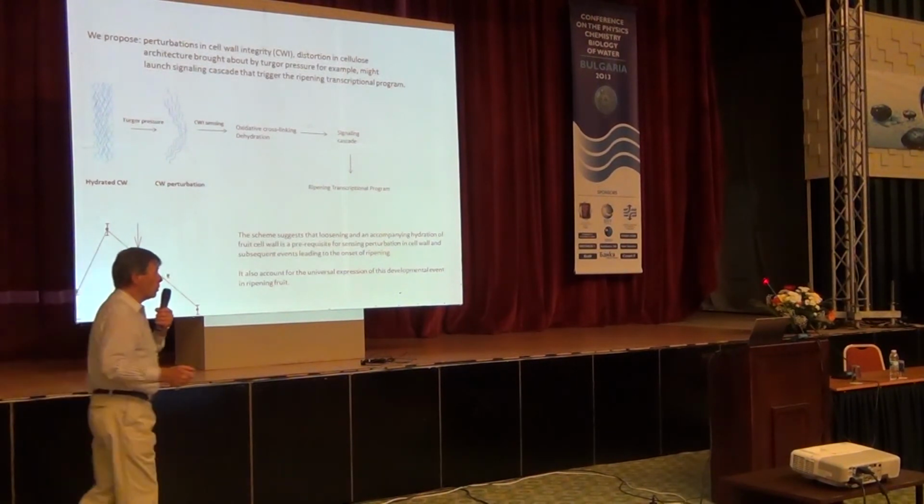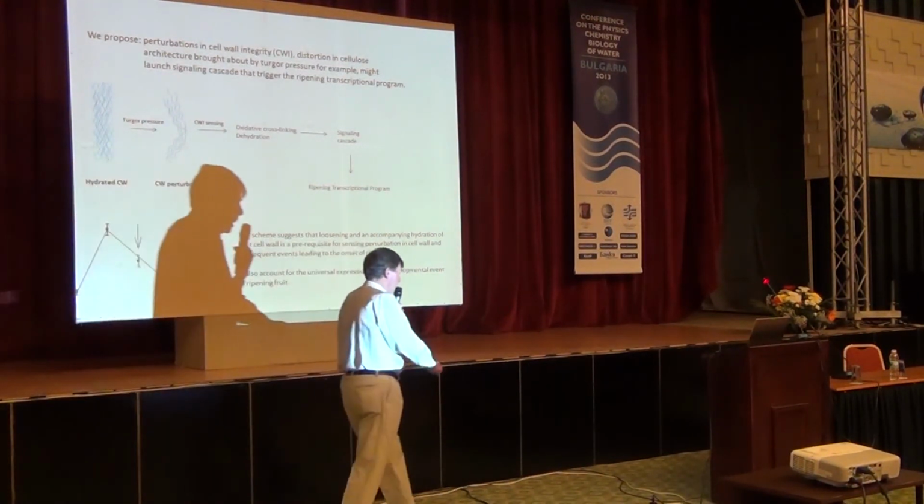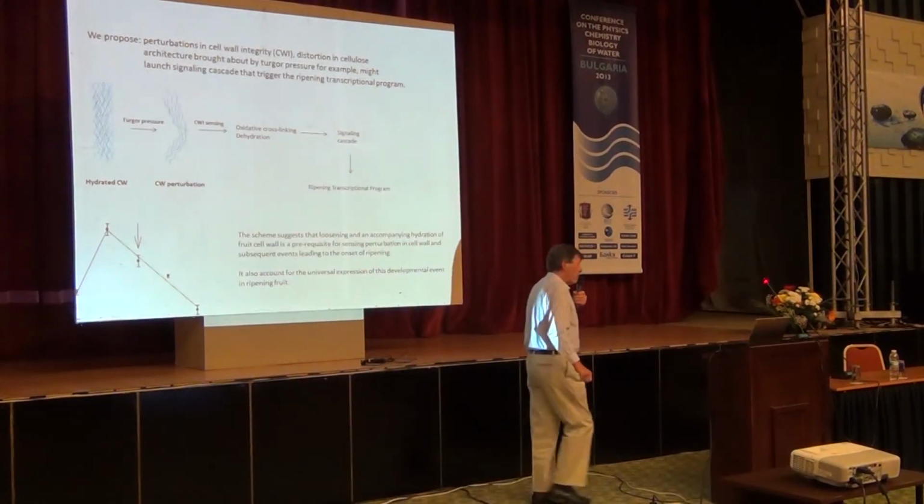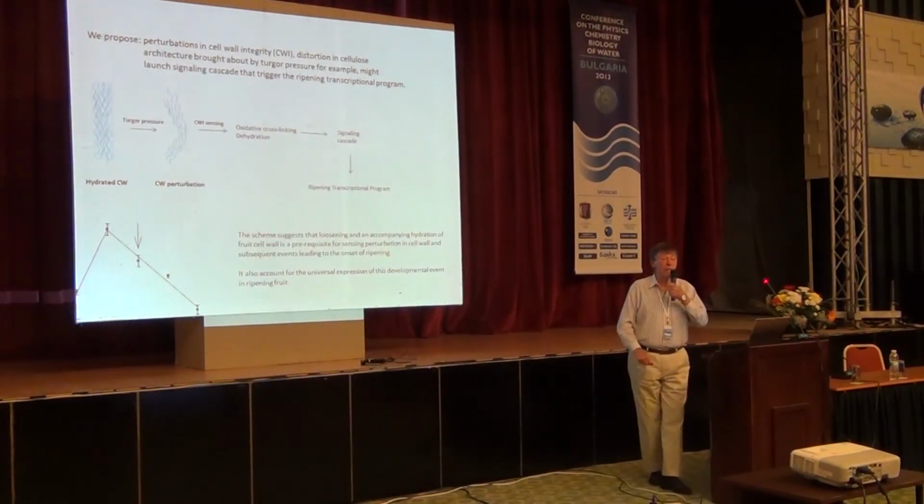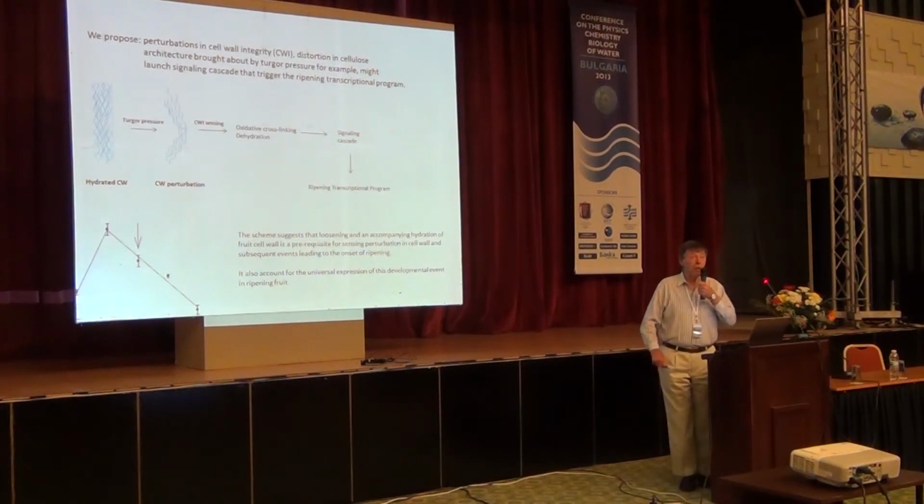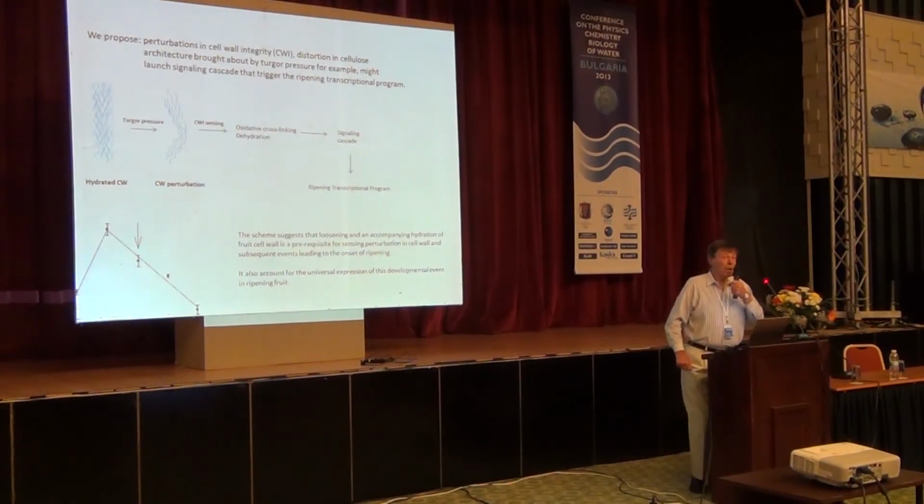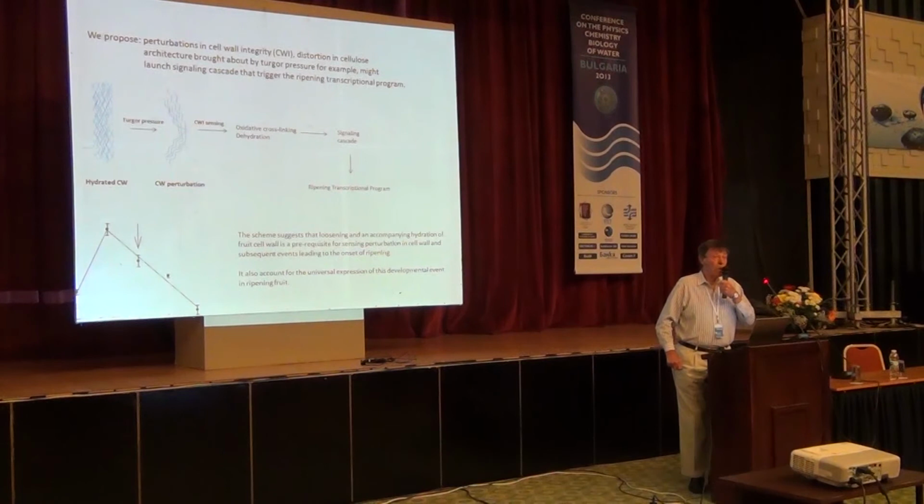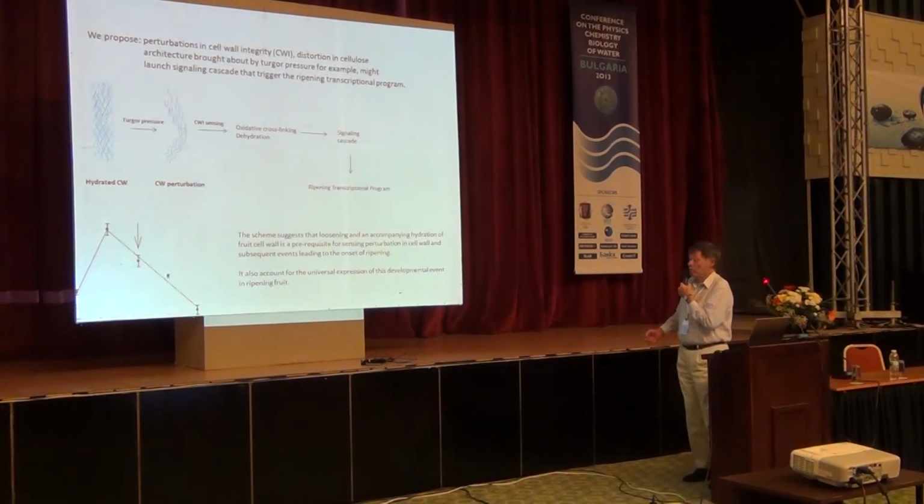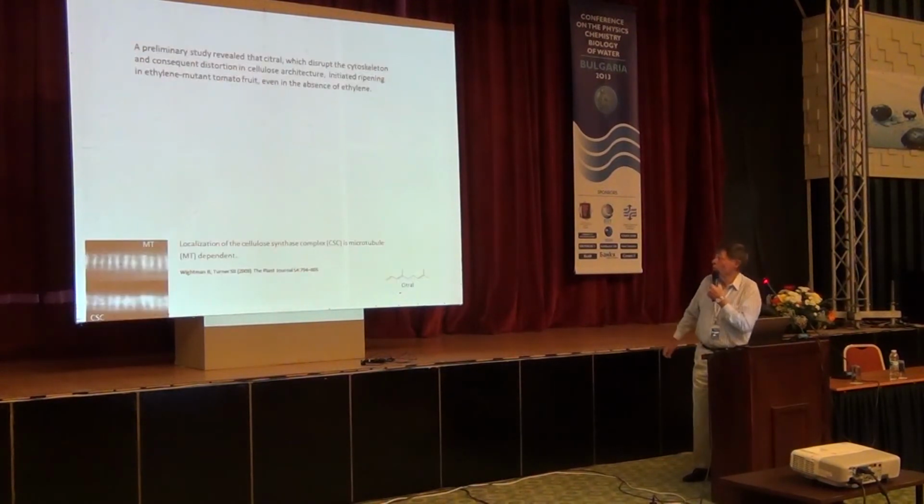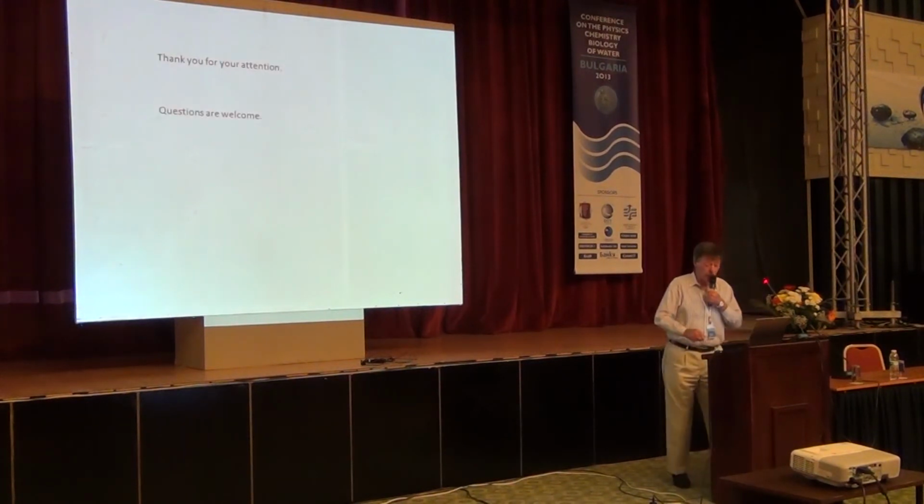So to put it in short, the next mission is to examine the hypothesis if perturbations in cell wall integrity is the reason or the cause for evoking the ripening process in fruit. And I think I'll finish that, and we can skip that. Thank you very much for your attention.